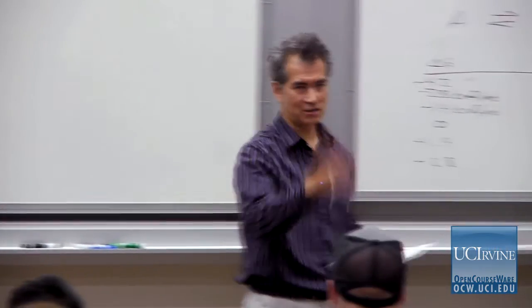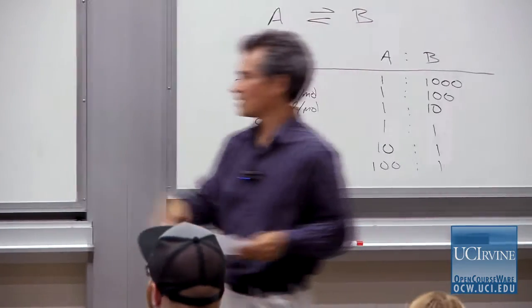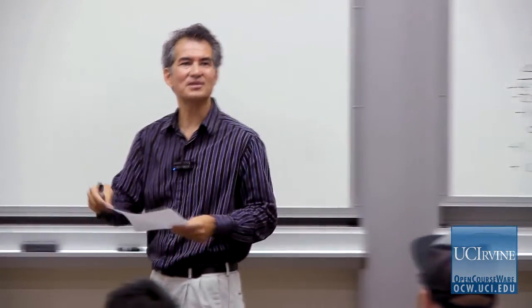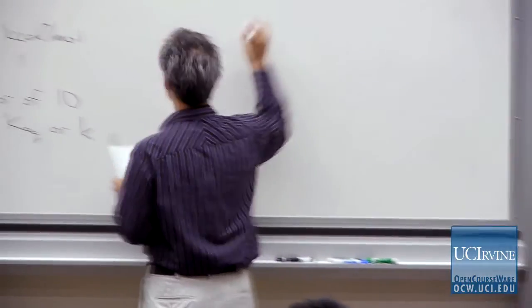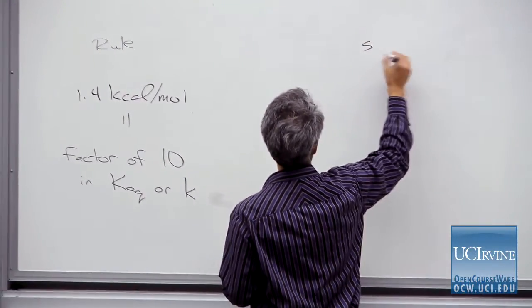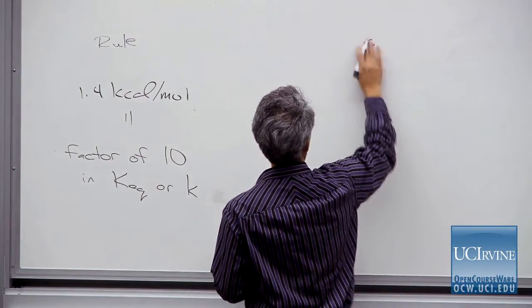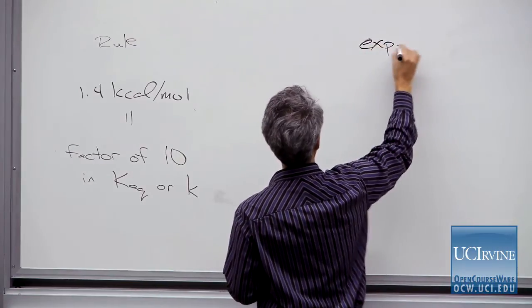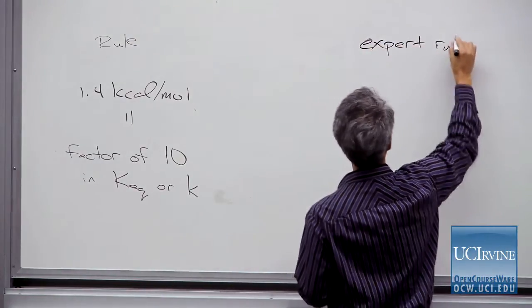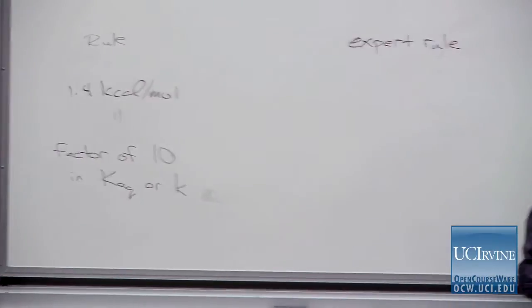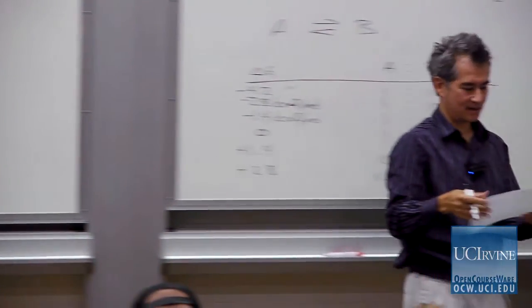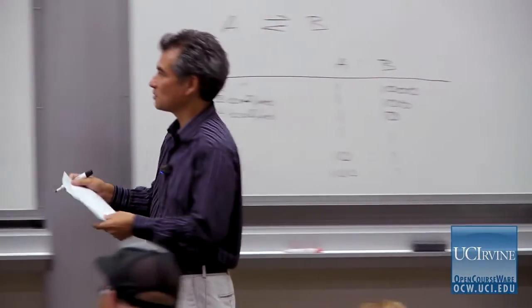That's at 298. And I think on the problem set, I ask you to do some conversion for a different temperature. OK. I'm not sure how to describe this. I'll call this the expert rule. Once you're really good at 1.4, you're really good at applying this and doing these factors of 10, I'll give you another rule.